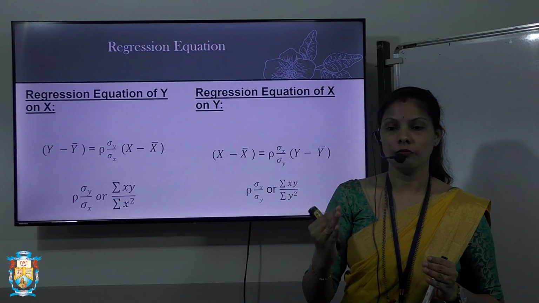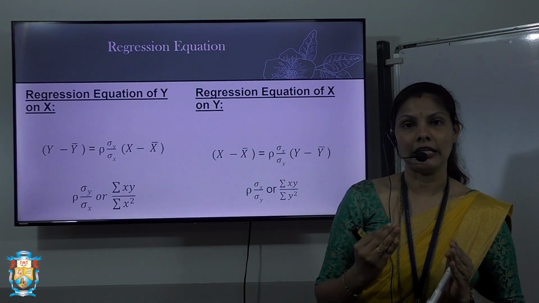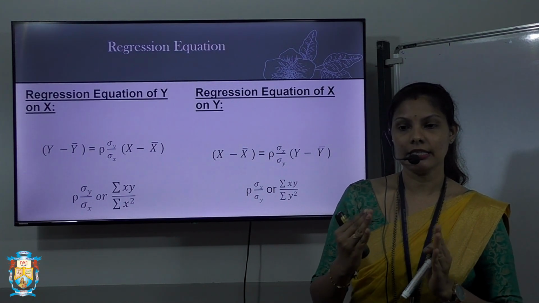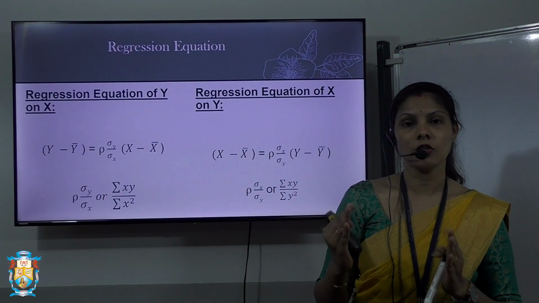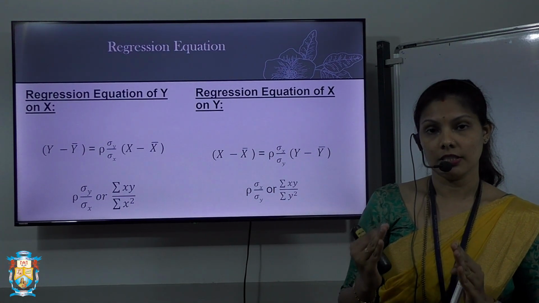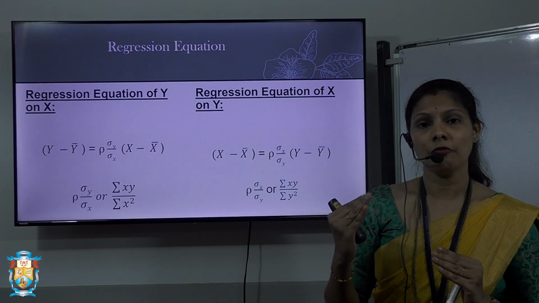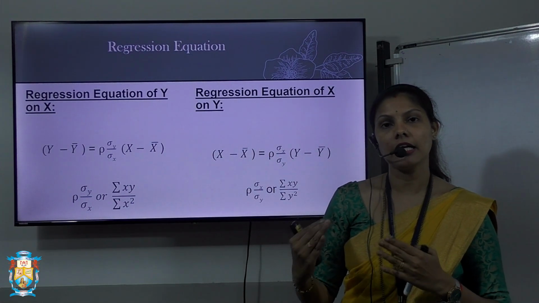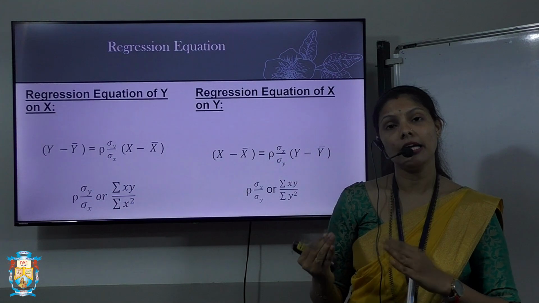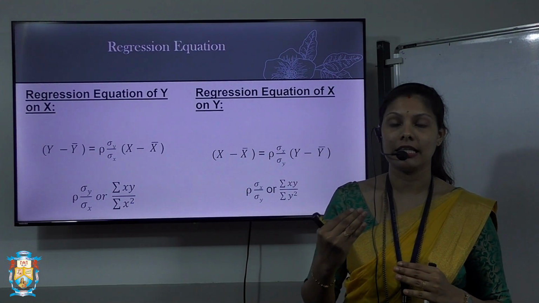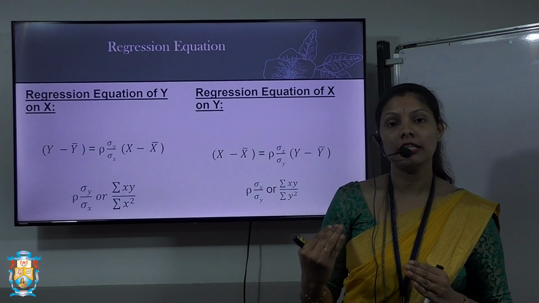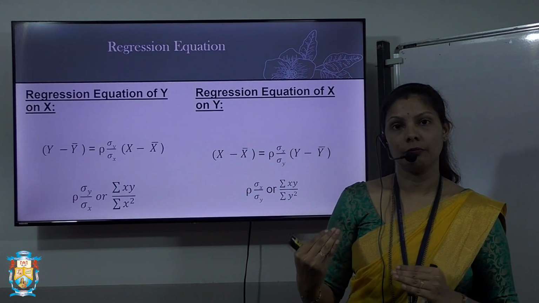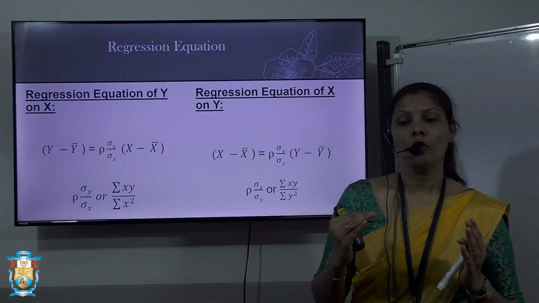The formula for y on x is y minus y bar equals rho into sigma x by sigma y into x minus x bar. Whereas the regression equation of x on y is x minus x bar equals rho into sigma y by sigma x into y minus y bar. Here x and y are variables, y bar and x bar are the arithmetic means of the y series and x series, rho is the correlation coefficient between the x and y series, and sigma x and sigma y are the standard deviations of the x and y series.